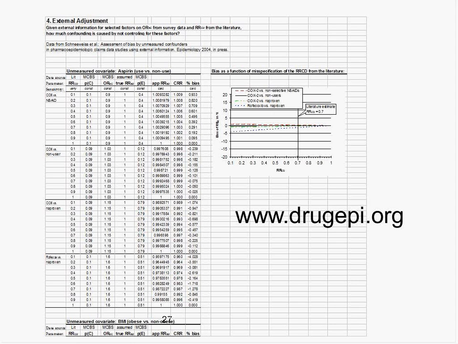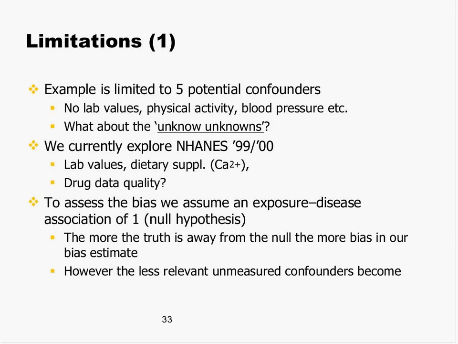Next. That's all easily doable with this Excel spreadsheet that you can download. So you get the graphs as well, so it's fairly easy to handle. Next slide. So what are the limitations? It's limited to 5 confounders here because those were the factors that were observed in that survey.